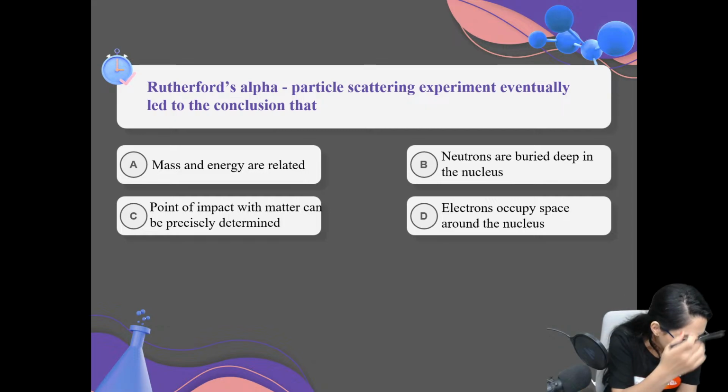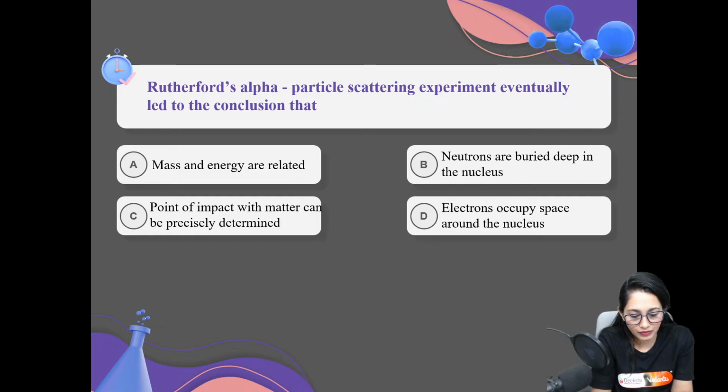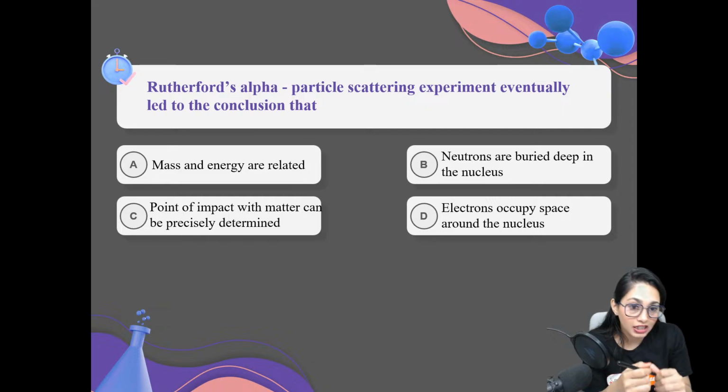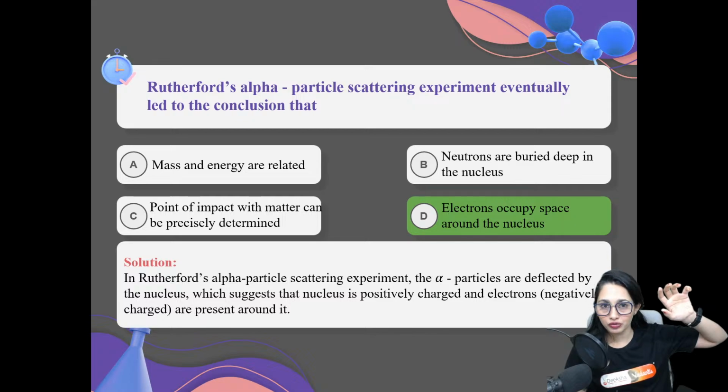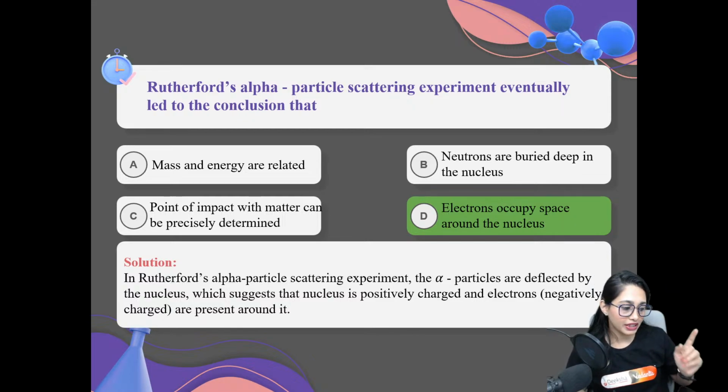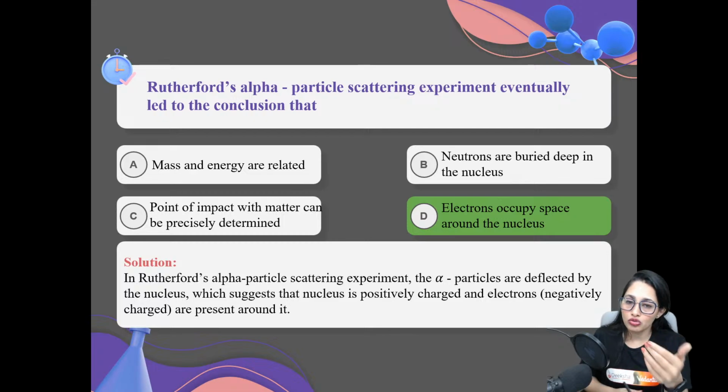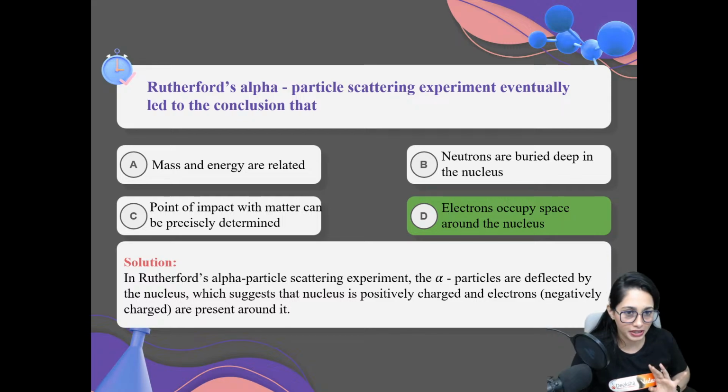Is it option B? What about others? Neutrons are buried deep in the nucleus. Eventually led to the conclusion. Is that it? No, it is option D. Electrons occupy space around the nucleus. He mentioned the neutrons, but he did not say that they are buried deep inside the nucleus. He said that the nucleus occupies the center part of the atom. So it eventually led to the conclusion that electrons occupy the space around the nucleus, and they are revolving around the nucleus in circular orbits.